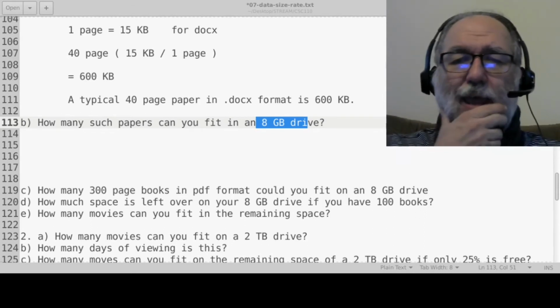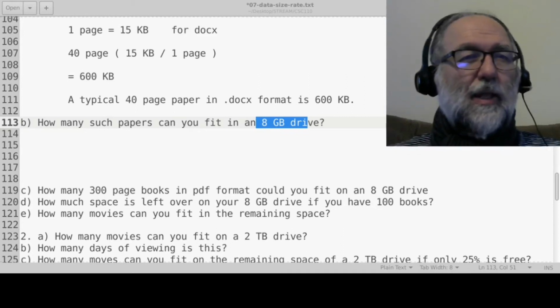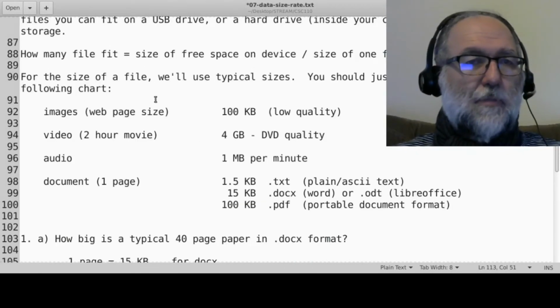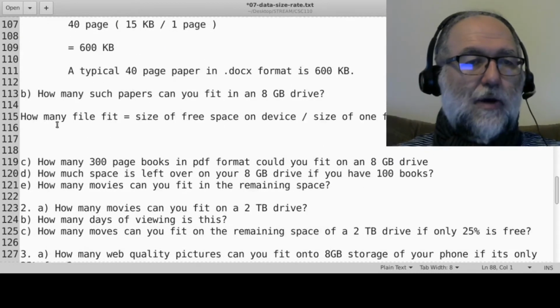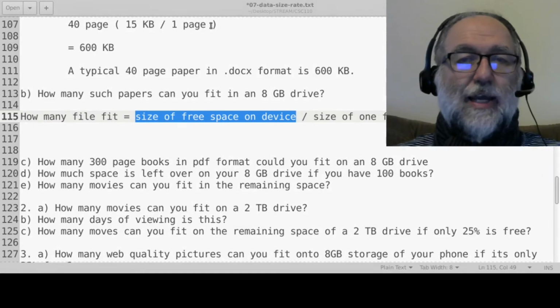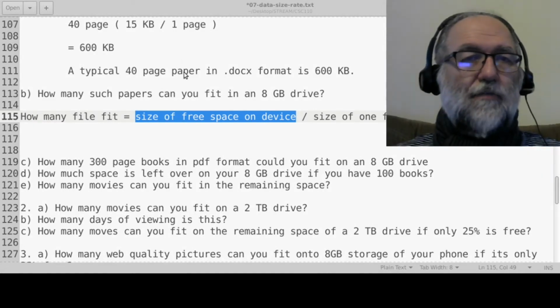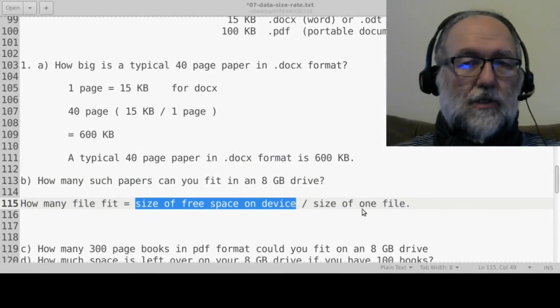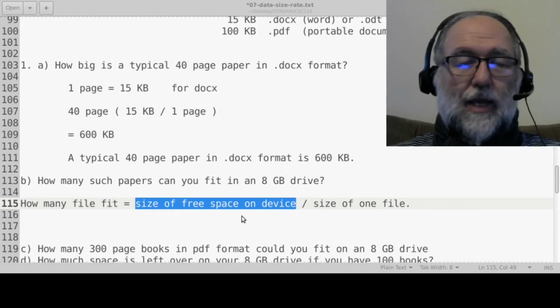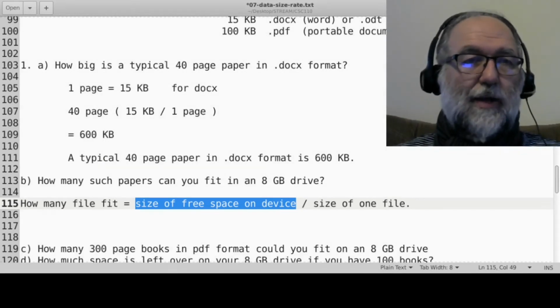All right, you say, well, how do I answer that? And it's this formula that I gave you at the beginning here. This is the way you should be thinking about it. How many files fit should be the size of the free space on the device divided by the size of one file. Whoops, you can't see that. Yeah, now you can. So it's the size of the free space divided by the size of one file.